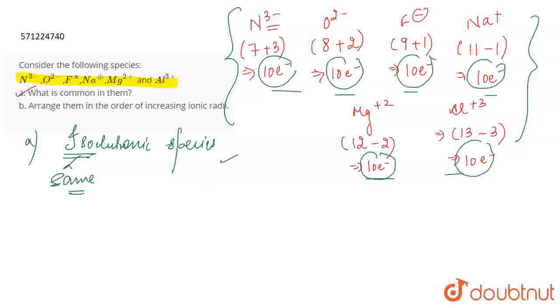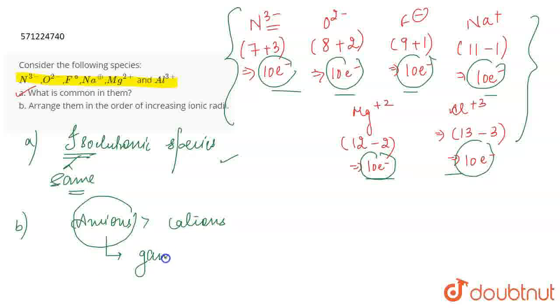Okay. Now the B part is arrange them in increasing order of their ionic radii. Okay. So anions have a greater ionic radii than cations. Why? Because in the case of anions, there is a gain of electron, and whenever there is a gain of electrons, more electrons are added to the atom, right? So new shells are also added. So as new shells are added, the size increases.